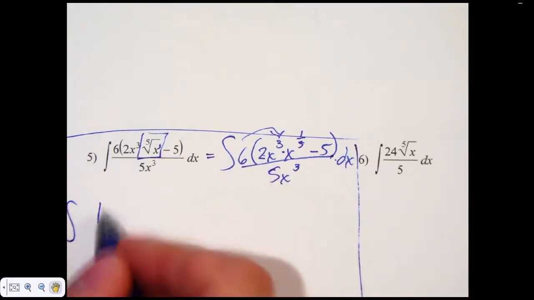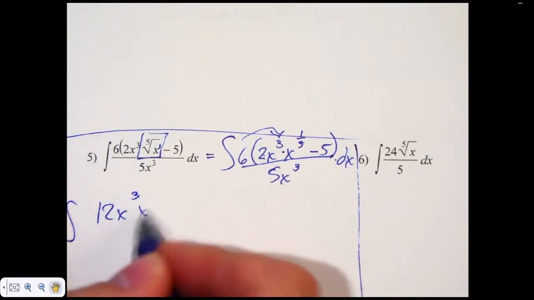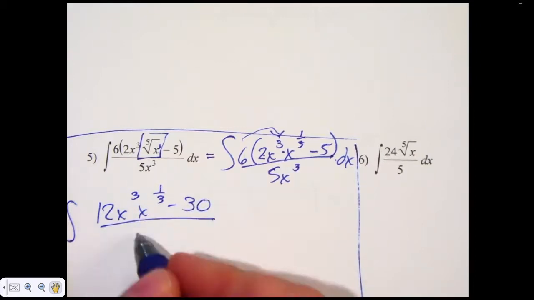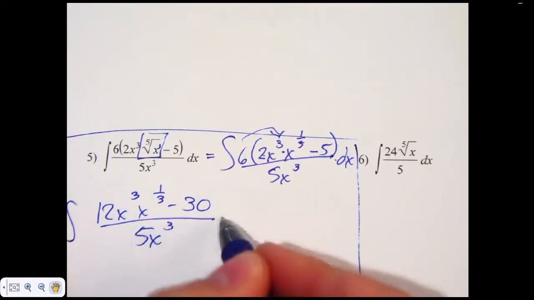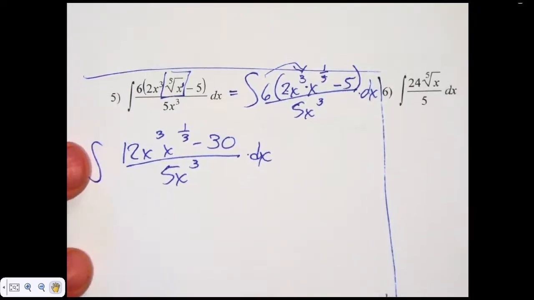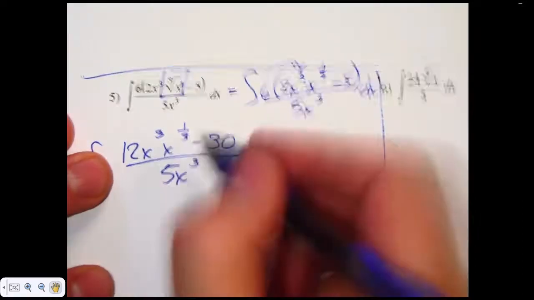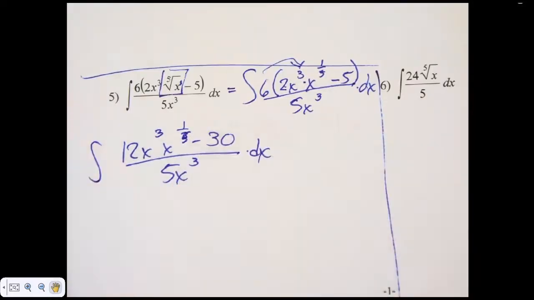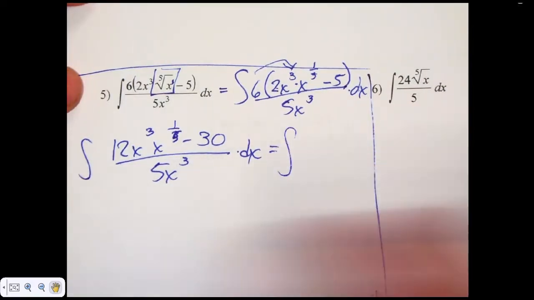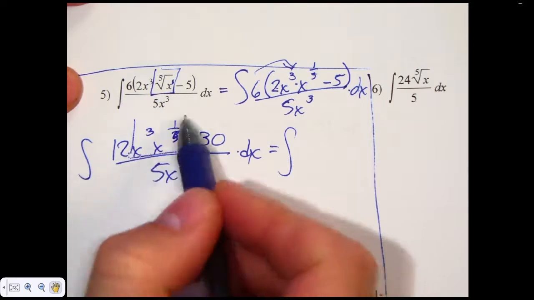So now I have 12x to the third, x to the 1/3, minus 30 over still 5x to the third. Yeah, I can't read my own writing. Sorry. Okay, and then this is a mess that I can clean up a little bit.